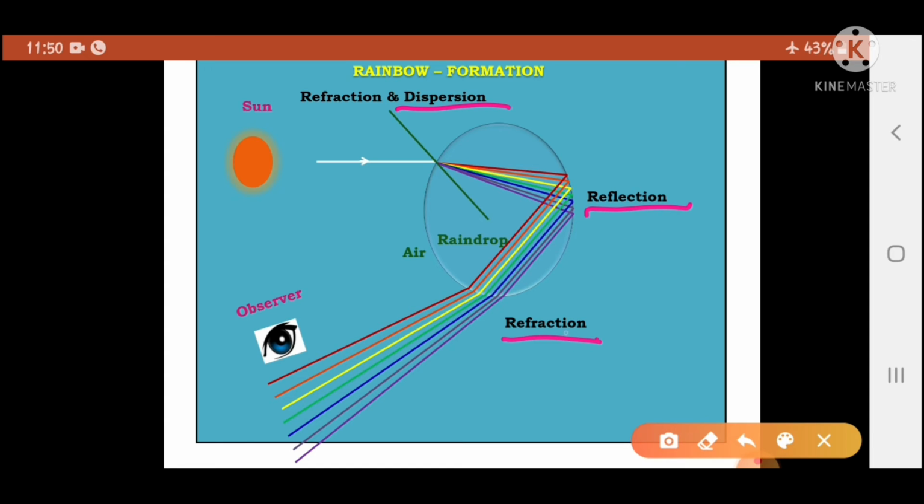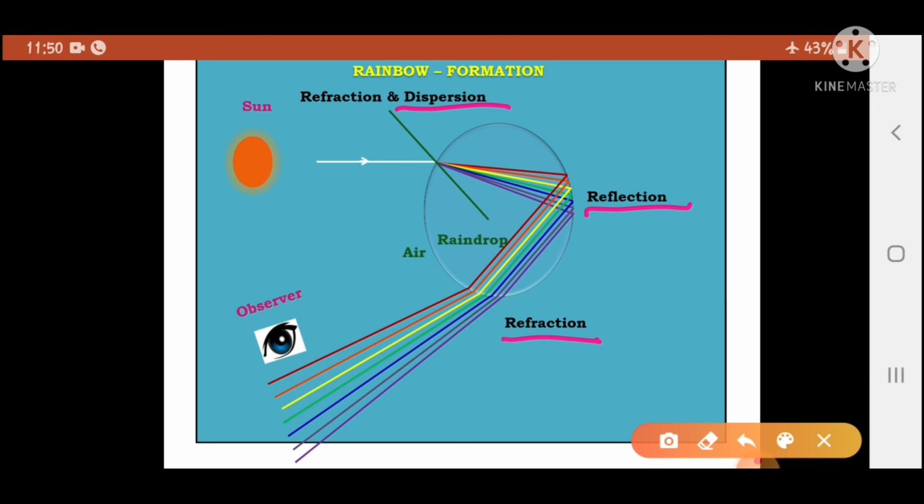It can be seen mainly after a rainfall. Small droplets of water act as small prisms. The small water droplets behave like prisms. When a light ray from the sun enters these droplets, it gets refracted and dispersed. Then there is an internal reflection as shown in the figure. And after that, once again the light gets refracted while coming out of the droplet. All these three processes together produce the rainbow.